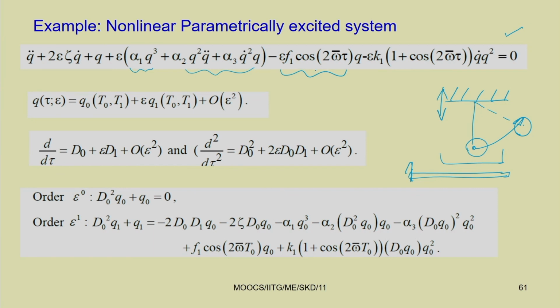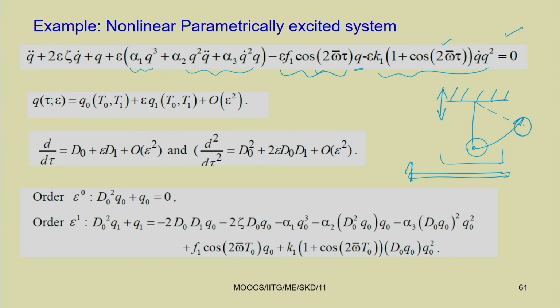This term, which is a time varying term, is the coefficient of q. That is why it is known as a parametrically excited term. In this part of the equation, you can see this forcing term is the coefficient of the nonlinear variable, that is q dot into q square. Due to the presence of q dot and q square, this is a nonlinear term, and as this time varying term is the coefficient of this variable, this is also a nonlinear parametrically excited system.